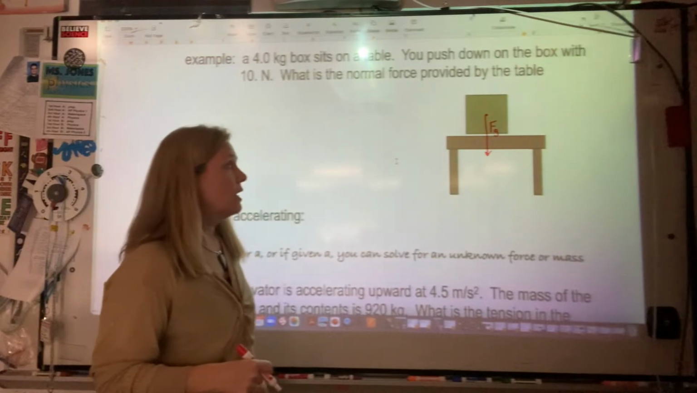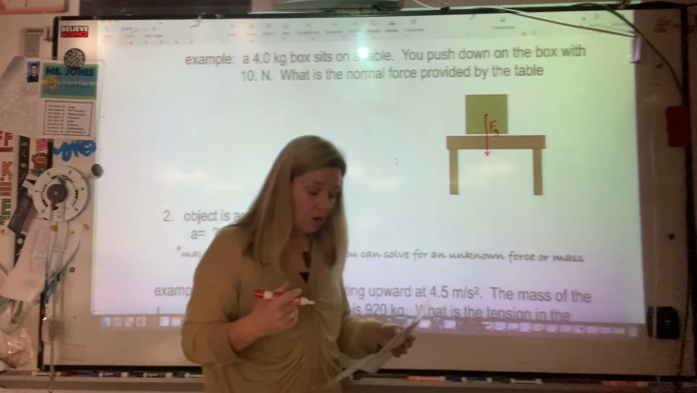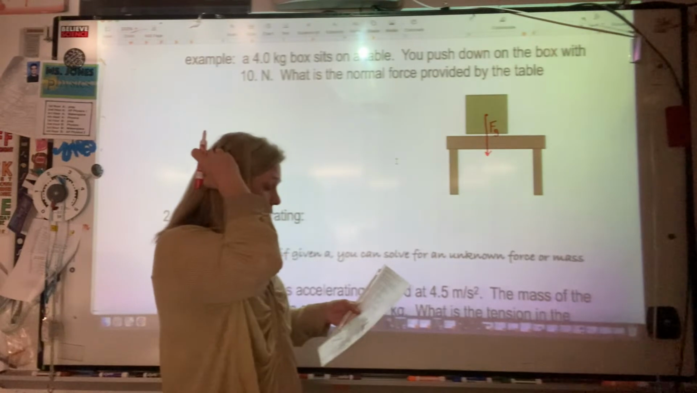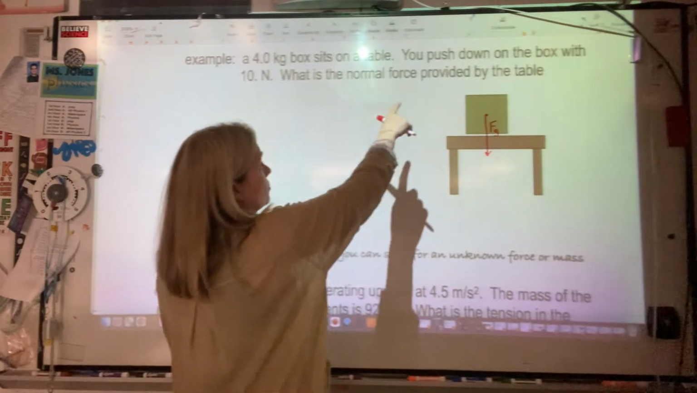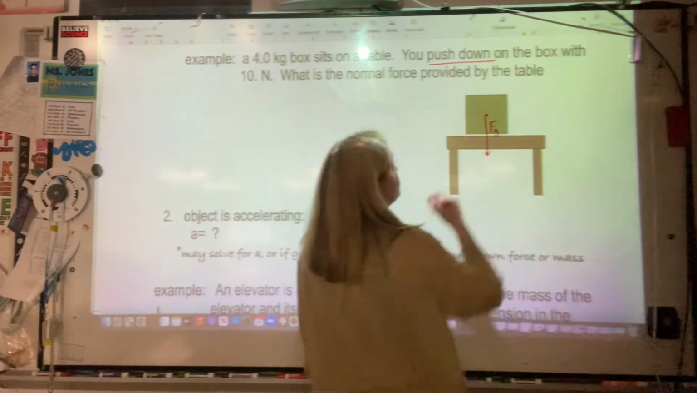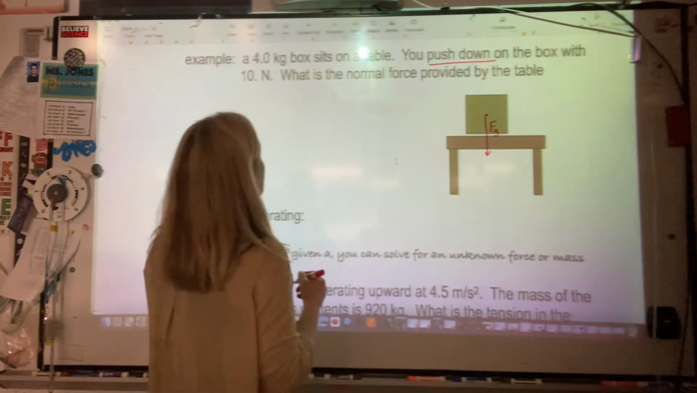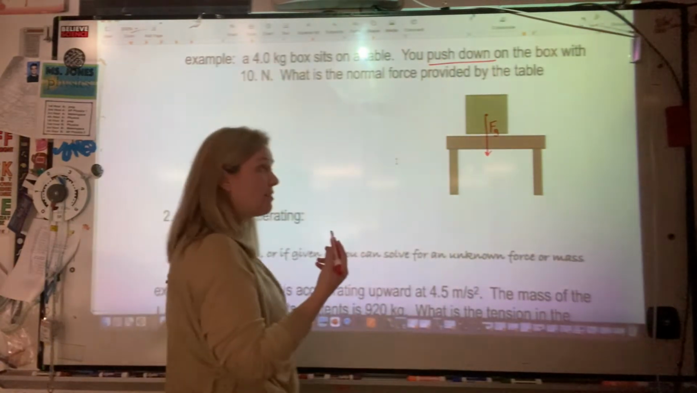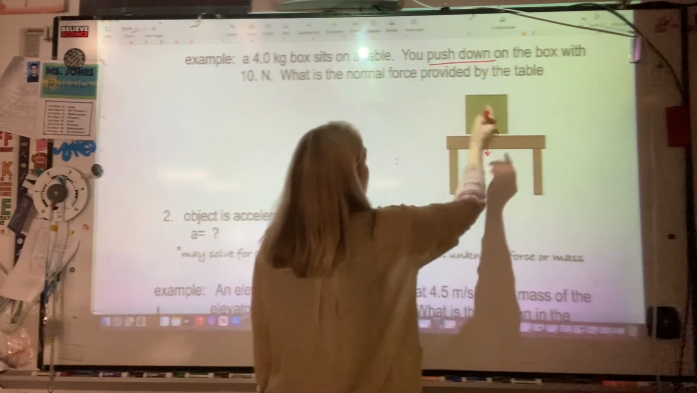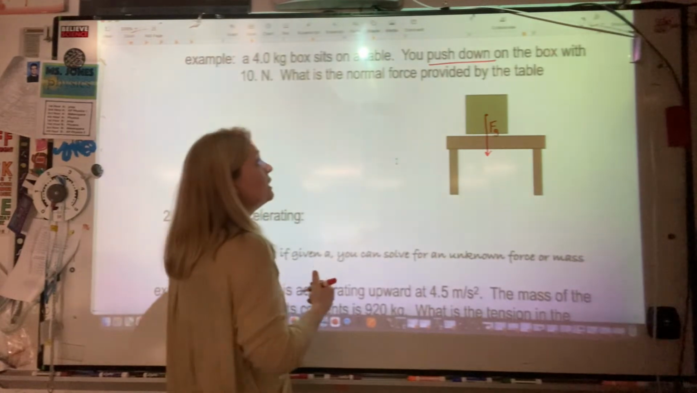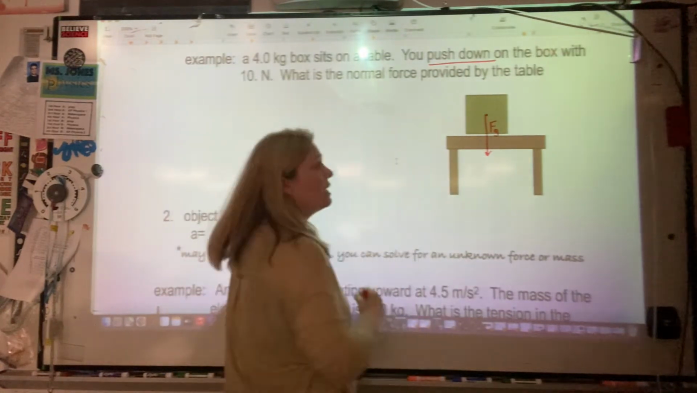Okay. Now, what other forces are there? Well, that's one. Then I also, in this problem, have pushed down on the box with 10 newtons. Now, first of all, do you want to do a little math already? Do you understand that if gravity was 10, this is around 40 newtons of force? All right, and we pushed down on the box with 10 newtons.